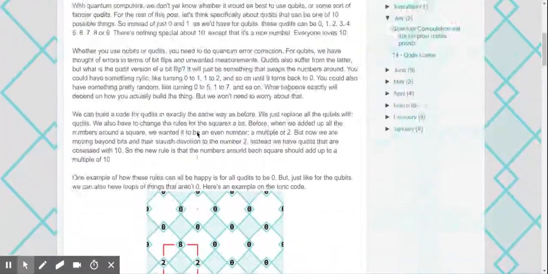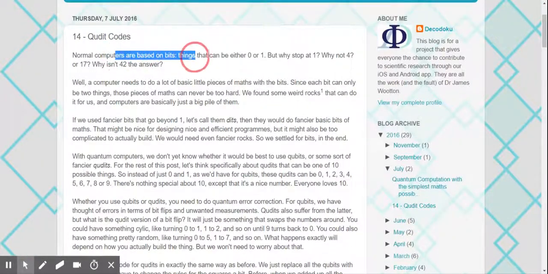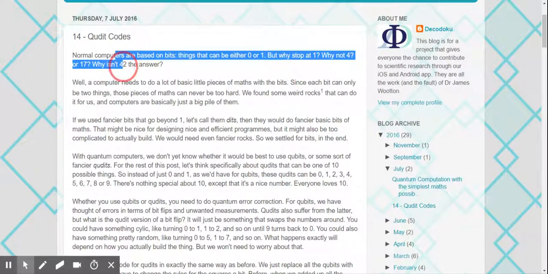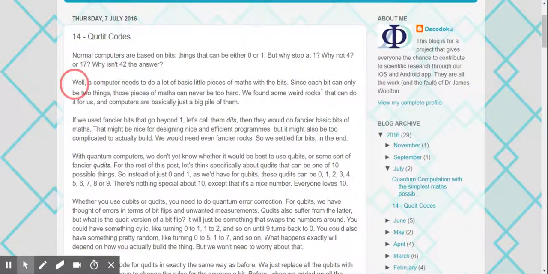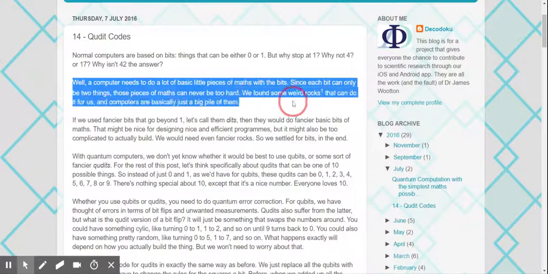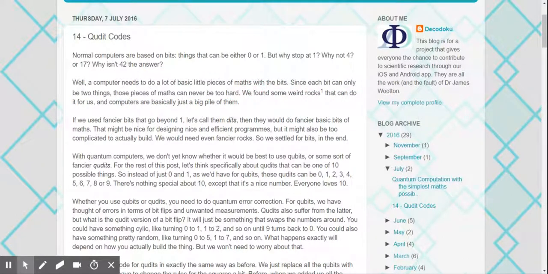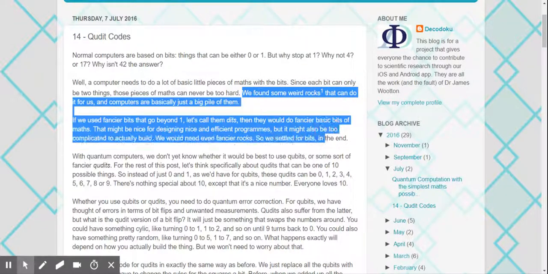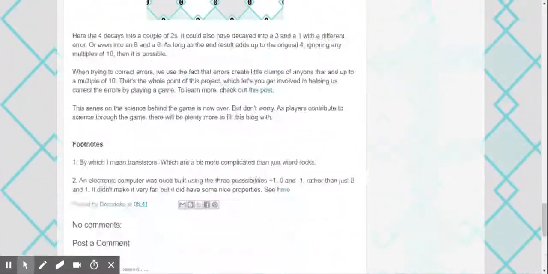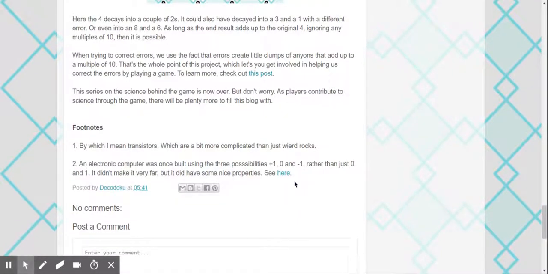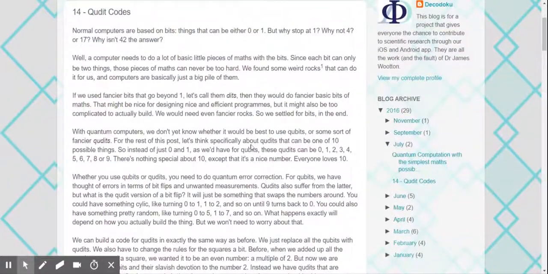So, computers based on bits. Well, a computer needs to do a lot of classic little pieces of math. The things to specialize can never be too hard. We found some weird rocks that can do it for us. Rocks. By which I mean transistors, which are a bit more complicated than just weird rocks. It's just a big pile of them.